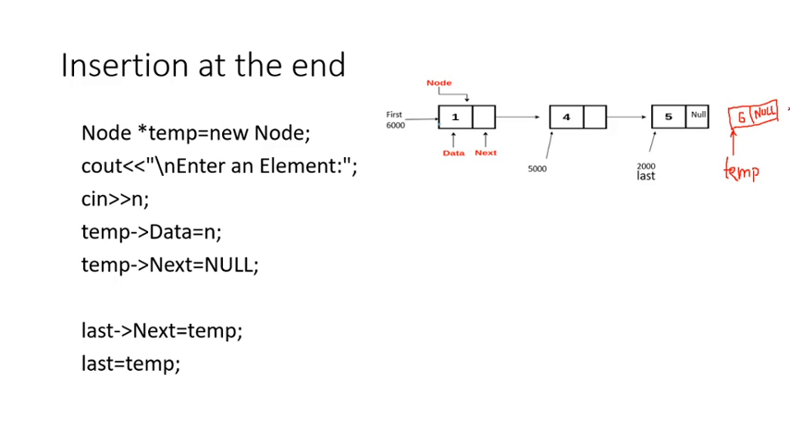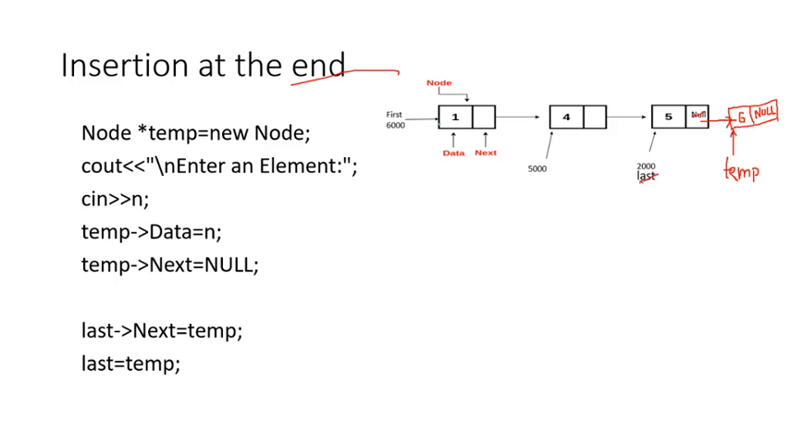Again this node is isolated. There is no link between the already existing list and this node. Now this node we have to insert at the end. This means after 5, where the address of 5 is stored in the pointer last. So simply we write last arrow next is equal to temp. Null will get overridden by the address of temp.